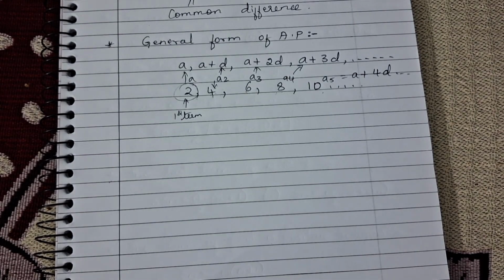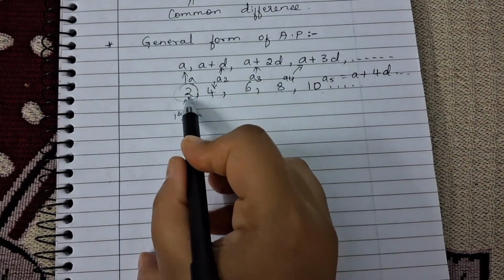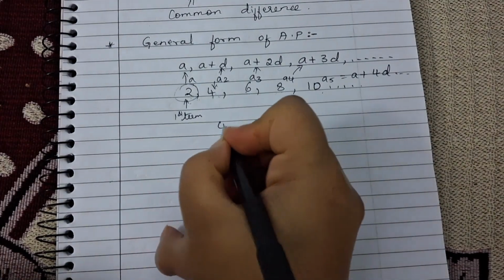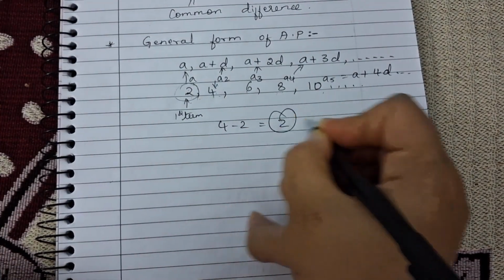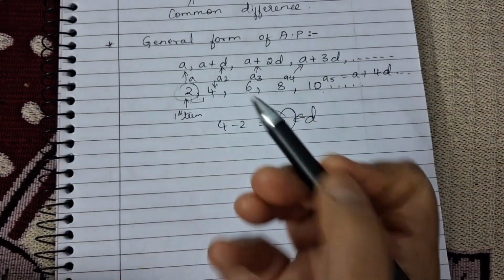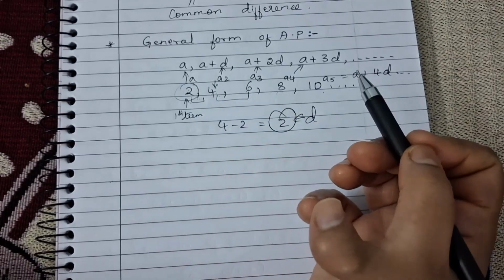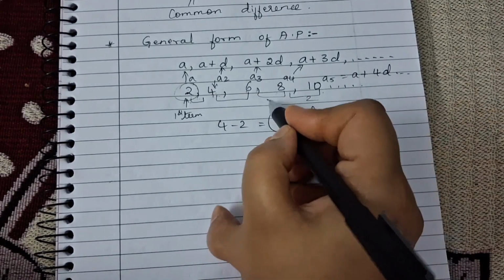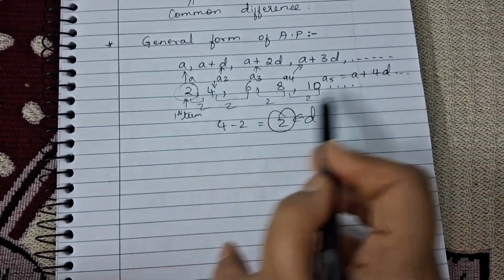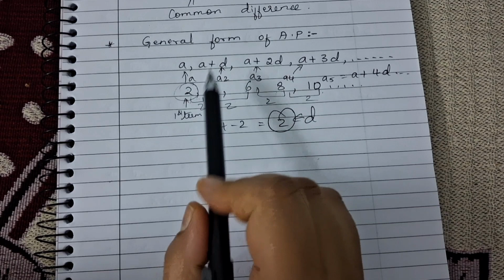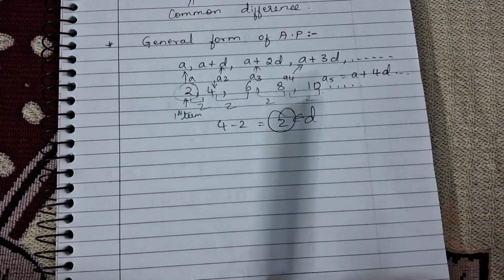And again, over here the difference between two terms is the common difference. That is, 4 minus 2 is 2. This 2 is d, the common difference. Again, 6 minus 4 is 2, 8 minus 6 is 2, and 10 minus 8 is 2. The difference between two terms is the common difference. And the general form of AP is a, a plus d, a plus 2d, a plus 3d, and so on.